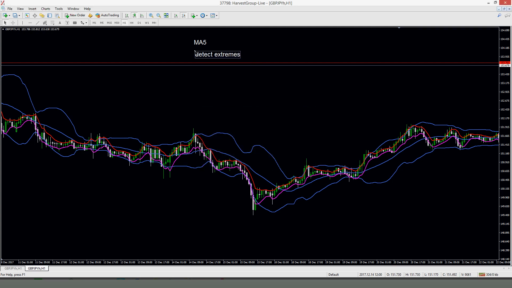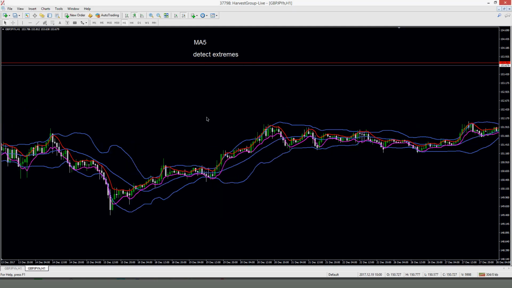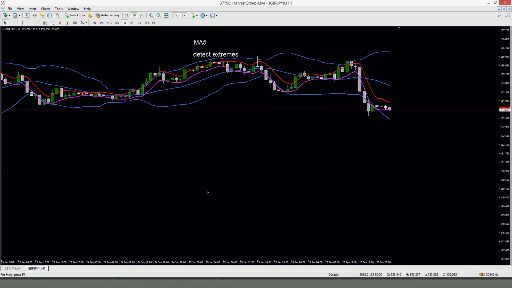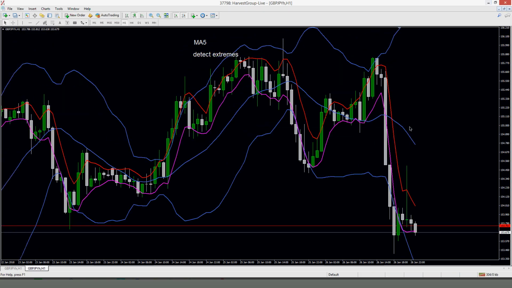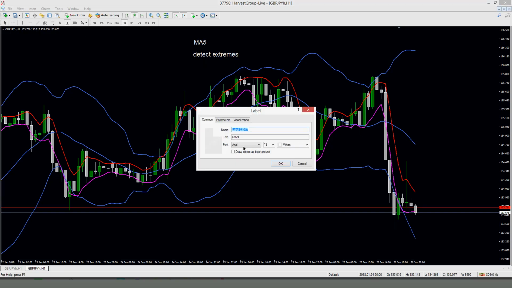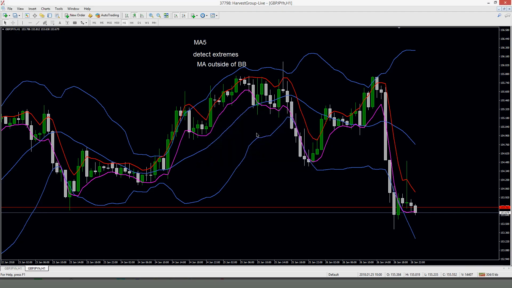All right. So this is the first function. I'll just go around and show you guys what an extreme looks like. What extreme means on this particular information is extreme A. Its definition is obviously MA outside of BB, MA outside of the Bollinger band. As you can see over here, you have MA5 high outside the Bollinger band. So this is what we call an extreme sell.